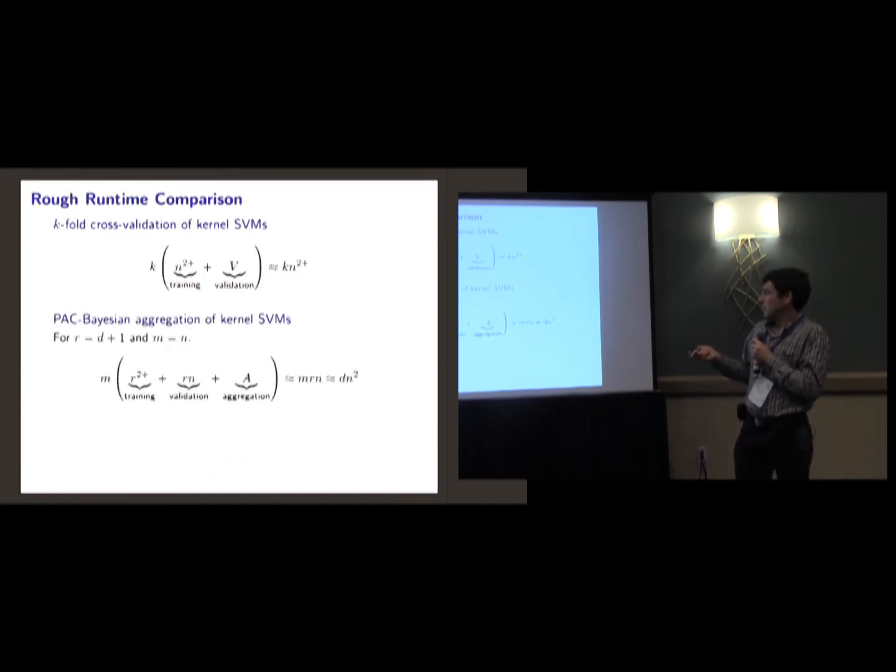In our approach, the training is actually the easy part because we are working with small subsamples, but the validation of the errors is the expensive part. If we take subsamples of size d plus 1 and we take m, which is of order n, such subsamples, then we get complexity which is of order roughly d times n squared. So we get an improvement in the power of n, which leads to computational speedup.